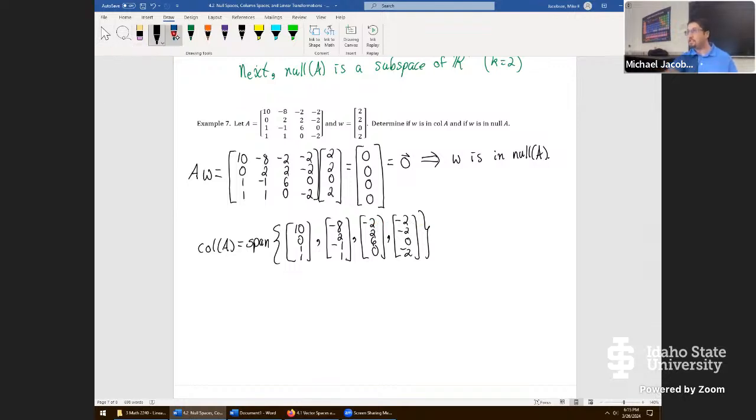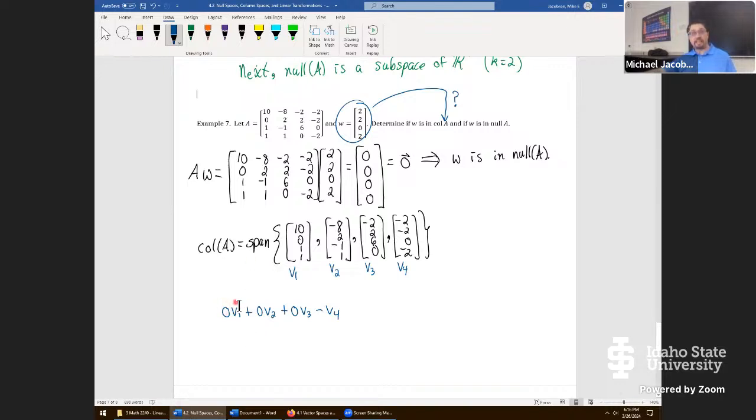4 different vectors. Let's name them just so we don't have to copy them once again. Let's call this v1, v2, v3, v4. Now the question is, is this vector w inside the column space of A? Well, the column space of A is a span, but that means it's the set of every potential linear combination. So let's take 0v1 plus 0v2 plus 0v3 and negative v4. That's a very valid linear combination.